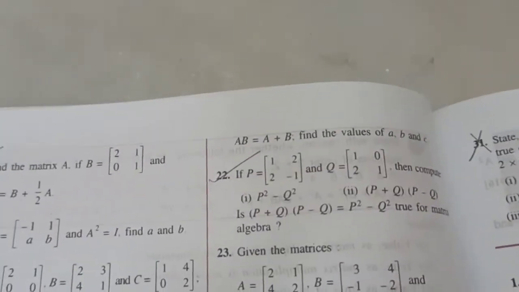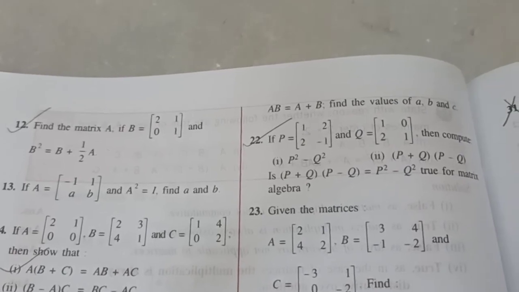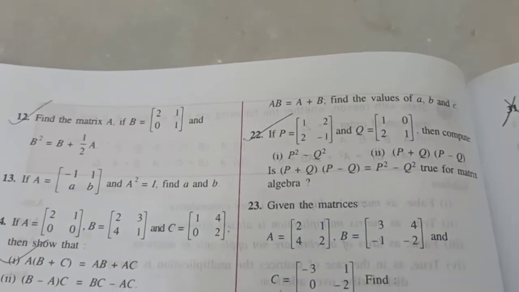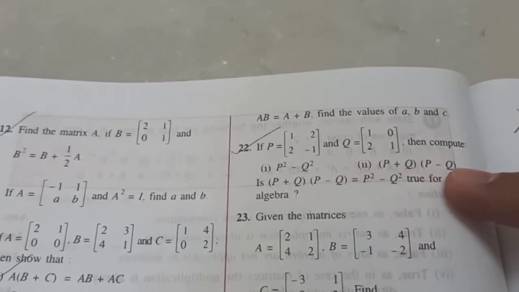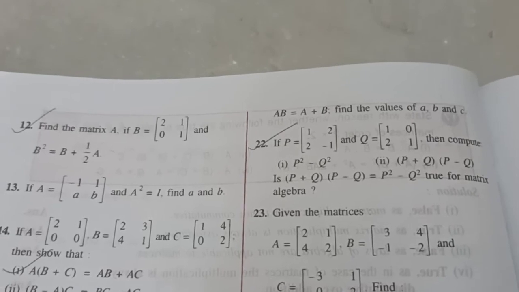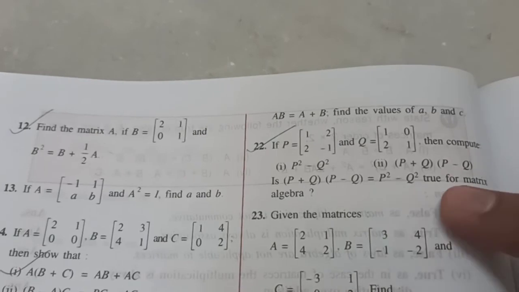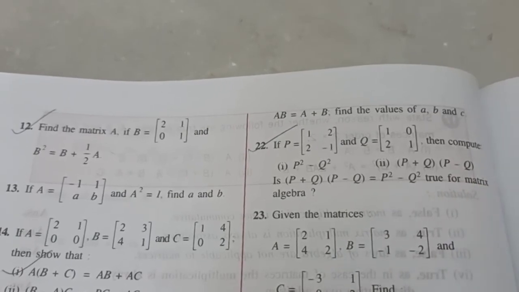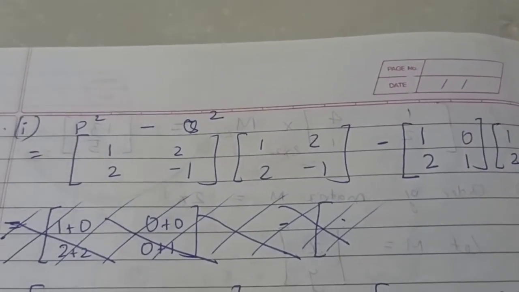Next, cancel 18, 19, 20. Let's go for sum number 22, part 1. We have to find p square minus q square. Then we'll find p plus q, p minus q. And then we have to say if they are equal or not. And I guess they will not be equal, because even though it is a formula in algebra, such formulae are not applicable in matrices. So let's give experimental evidence here.